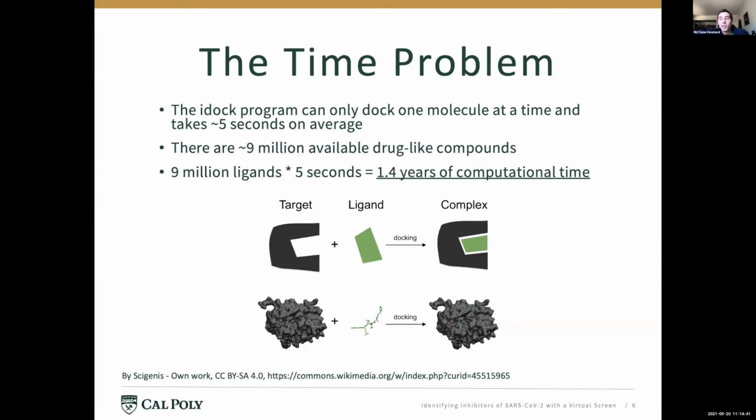Now, one problem that you run into with these virtual screens is that we've got 9 million compounds and we want to screen them all. If we were to screen them one by one, each one takes about 5 seconds. So 9 million times 5 seconds results in about 1.5 years of computational time. But obviously that's a little bit too long, so we had to find a faster way.